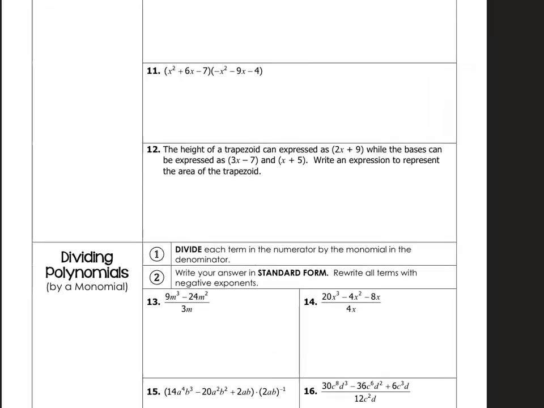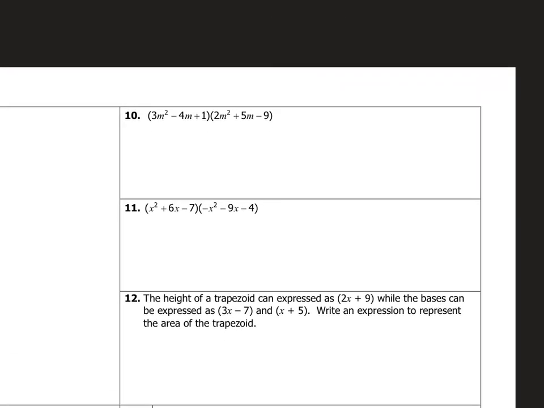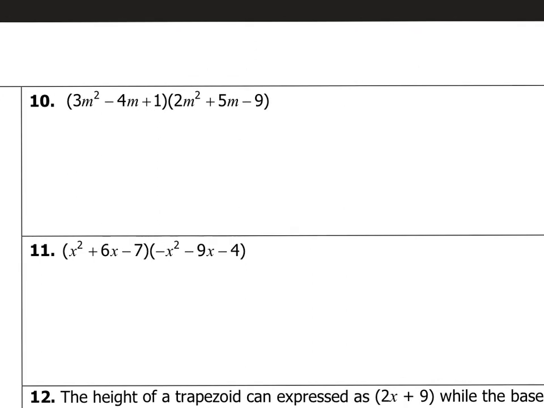Okay. Now let's look on the back, and let's look at problem number 10. So number 10 is a 3-term times 3 terms, or trinomial times trinomial. So this time, instead of setting up 6 boxes, my grid is actually going to be 3 by 3, or 9 boxes.